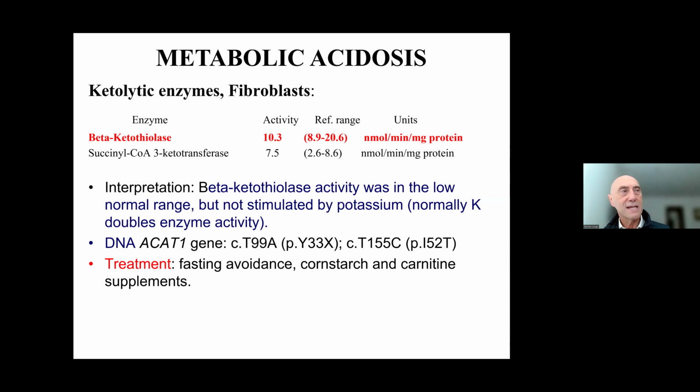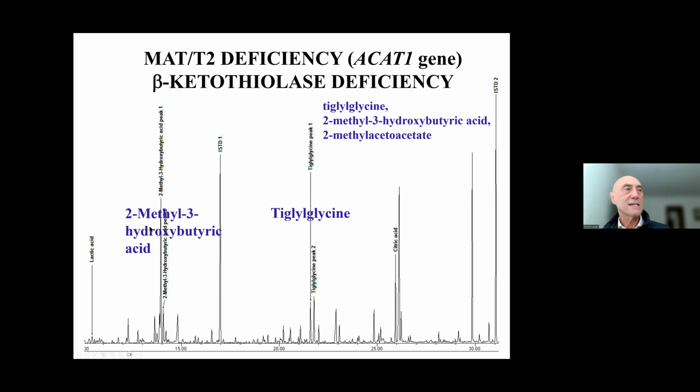And what you can see is that the enzyme assay is very strange, because the activity actually was normal at baseline, but it could not be stimulated by potassium, which physiologically doubles enzymatic activity. And basically here, one of the mutations that this patient had presented activation of the enzymatic activity. So what we did in this case, and let's see what we see in the urine organic acids, we were seeing the presence of 2-methyl-3-hydroxybutyric acid, which is characteristic of this condition.